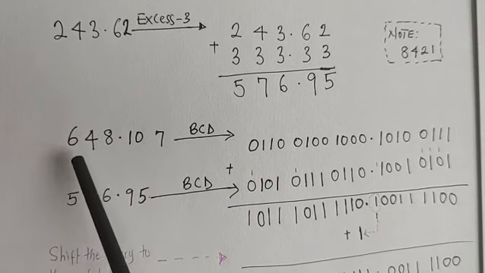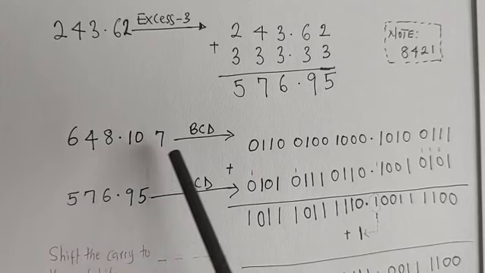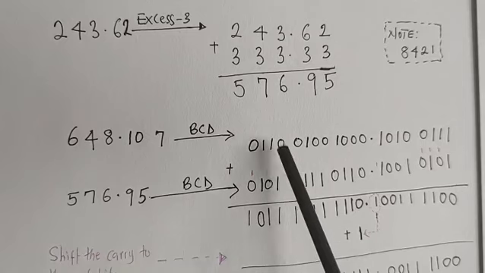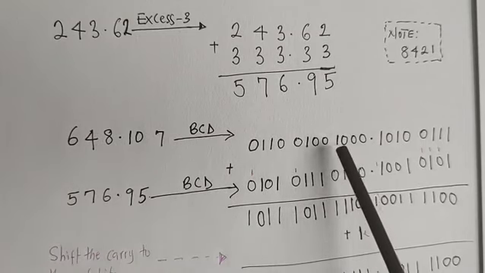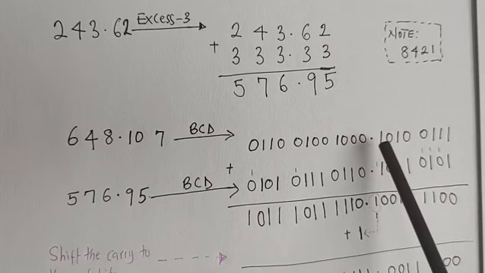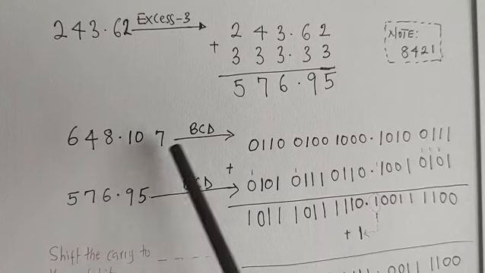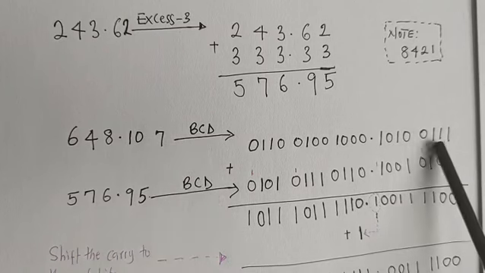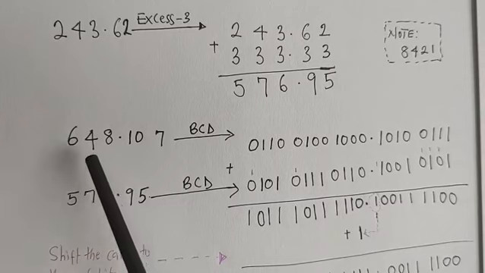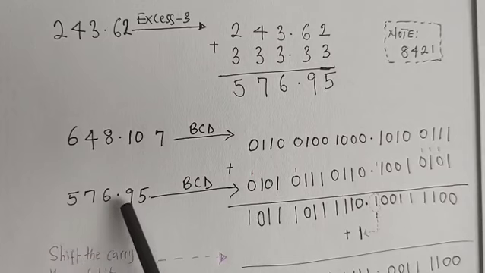So representing 6 in its equivalent 4 bits number is going to be 0110. 4 is going to be 0100. 8 is going to be 1000. Then we have the dot. This value here is 10. So 10 is going to be 1010, and then we have 7. 7 is going to be 0111. So this is the BCD representation of this excess 3 code value.